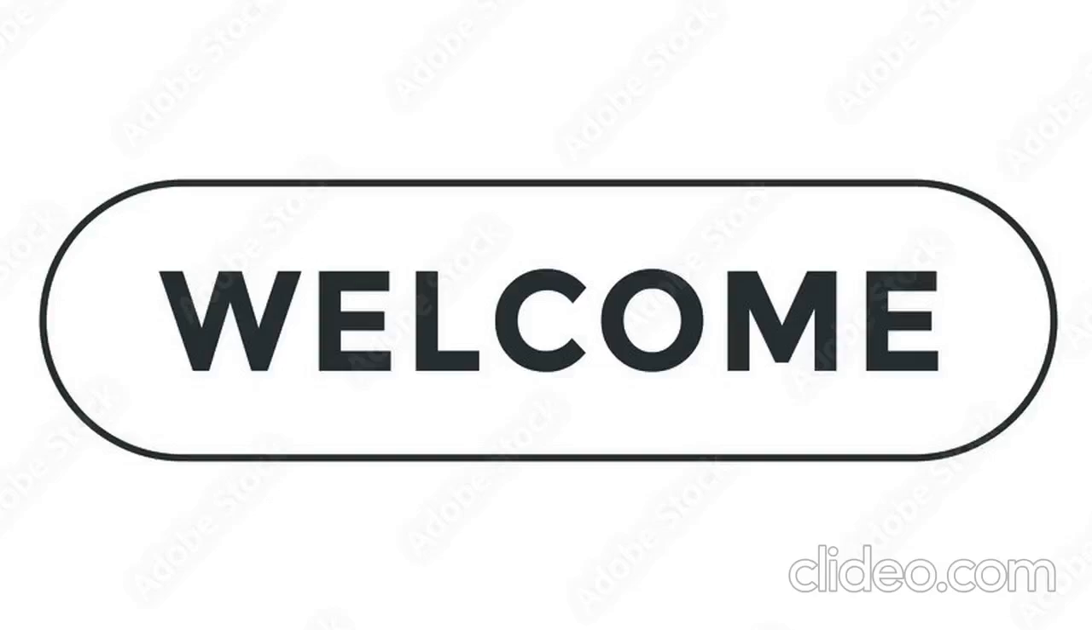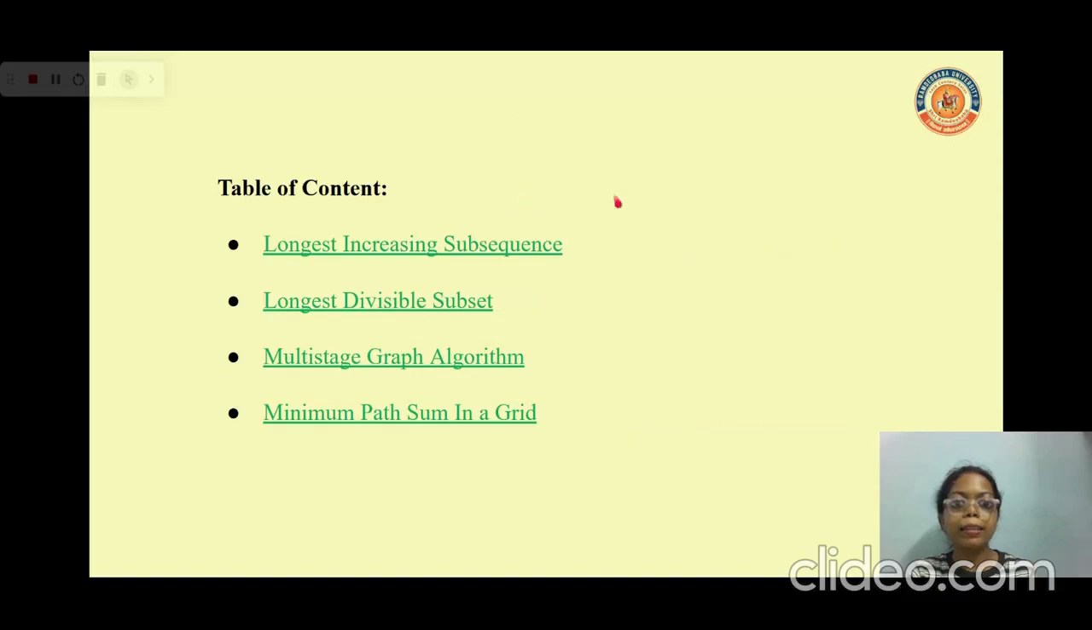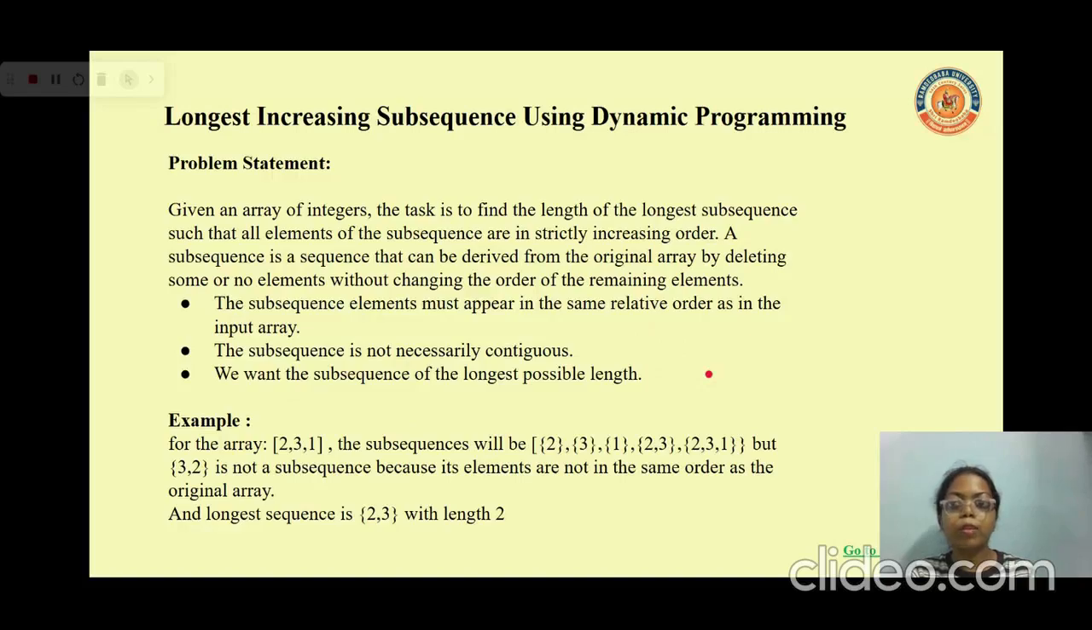Hello everyone, today we are going to explore the dynamic programming approach, and these are the problems we are going to discuss today. So the very first problem is longest increasing subsequence using dynamic programming. We will be given a few numbers and our task is to find the longest increasing subsequence.